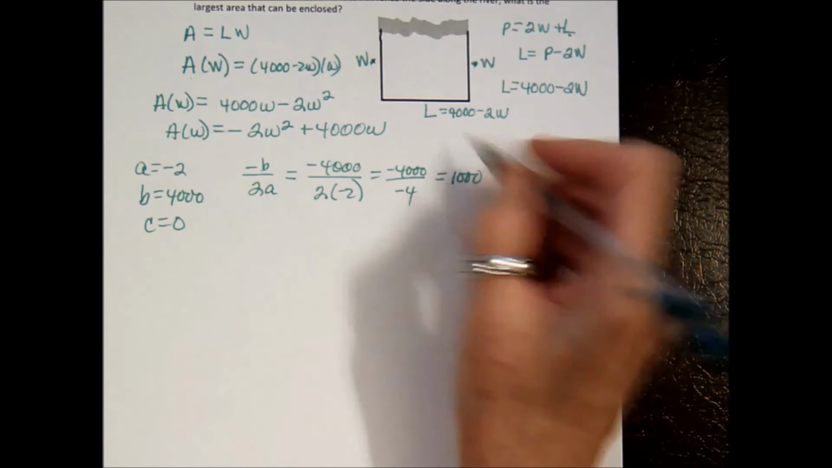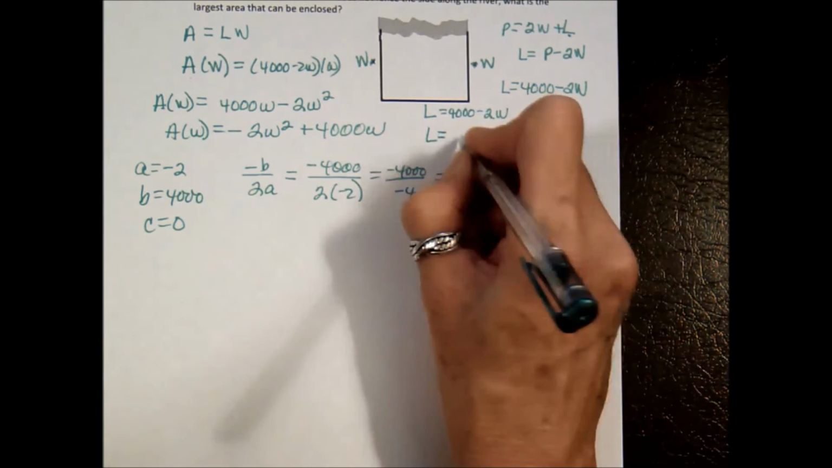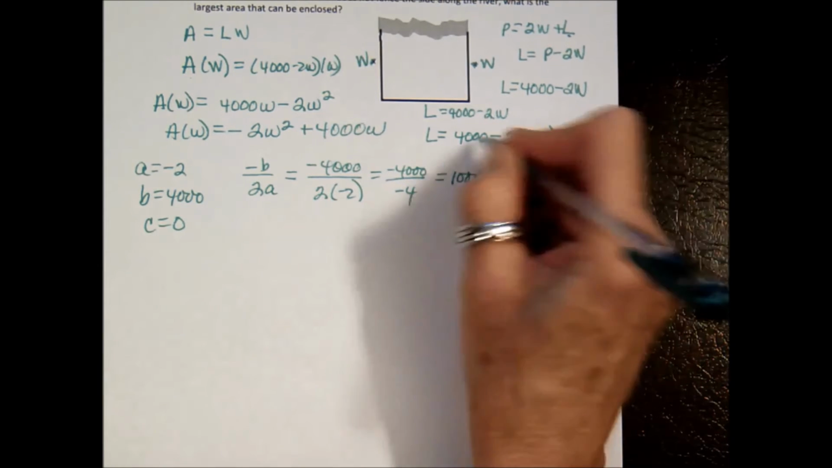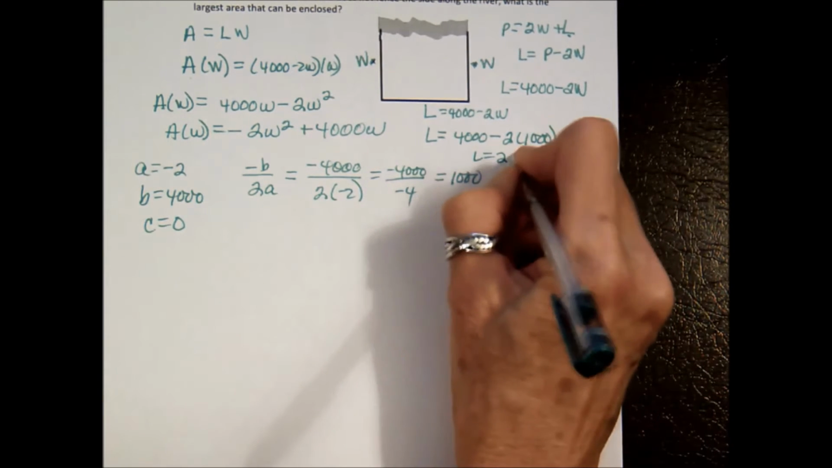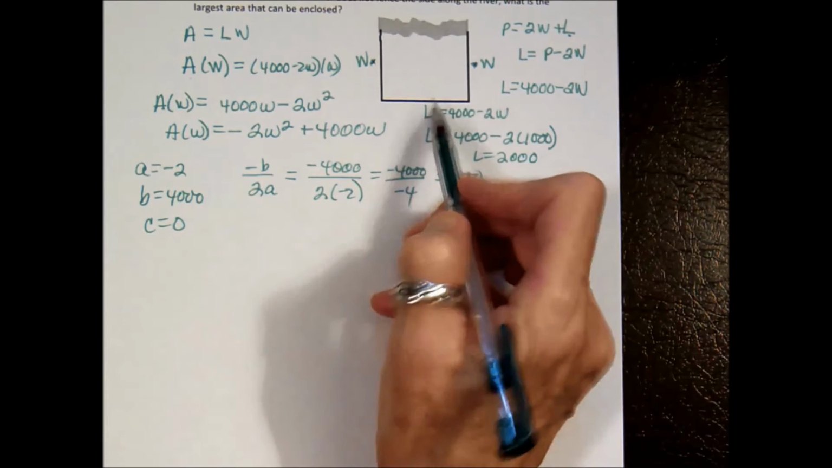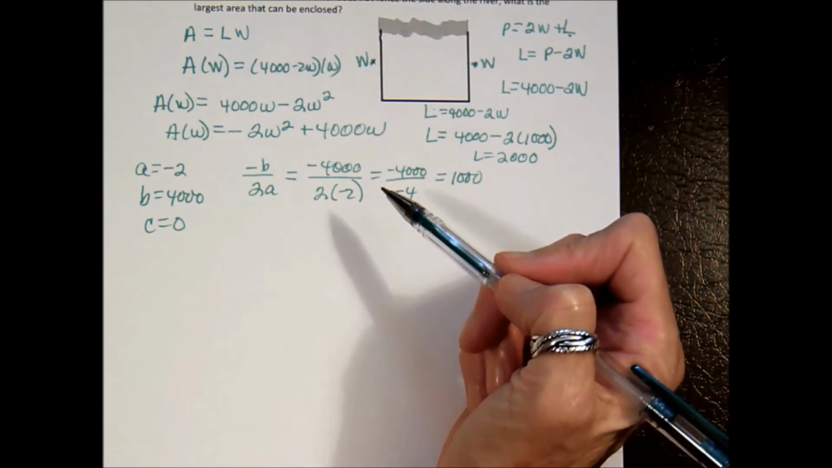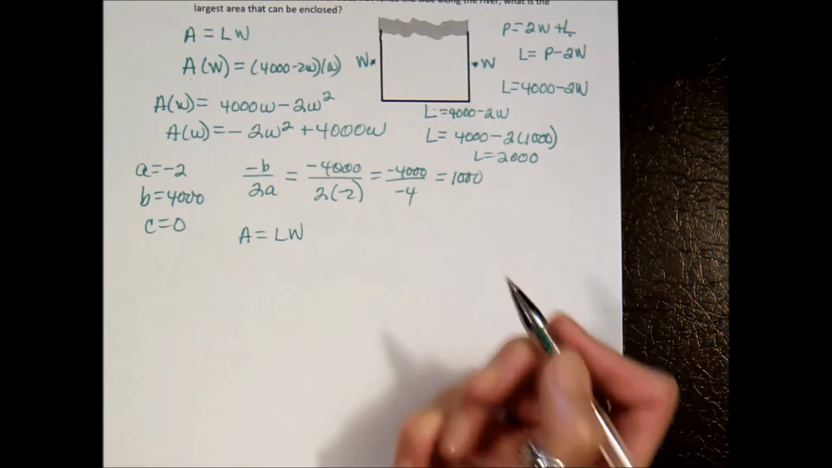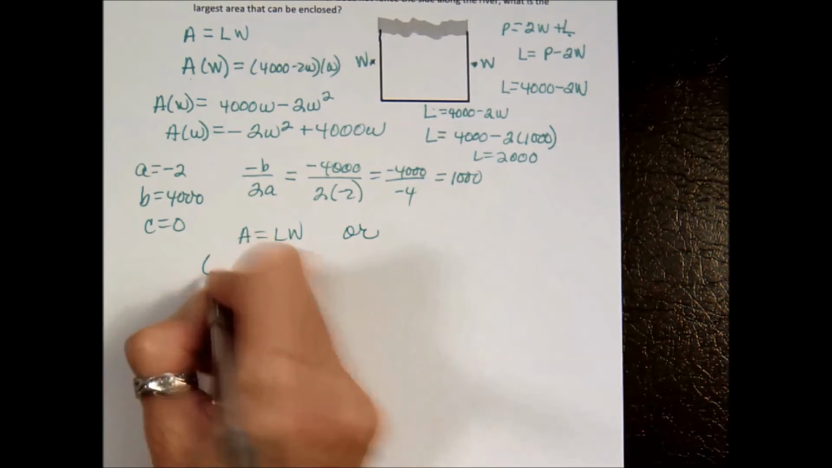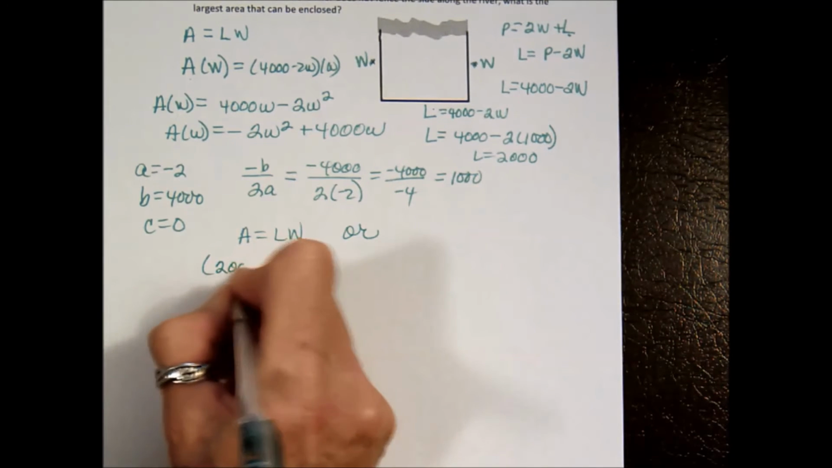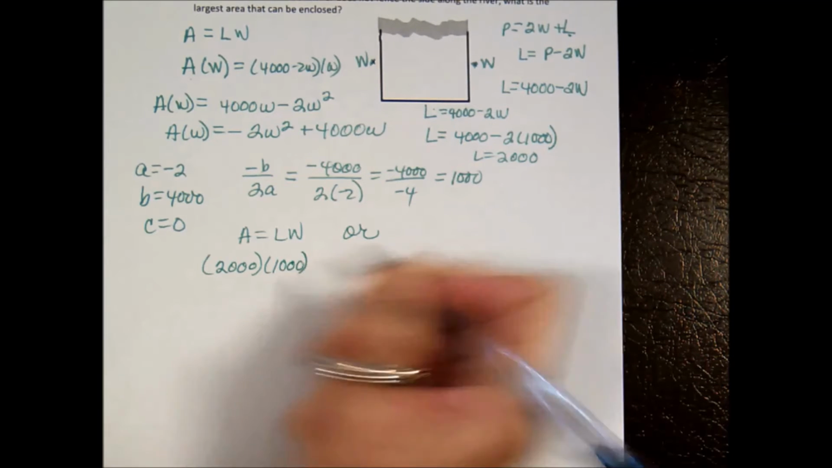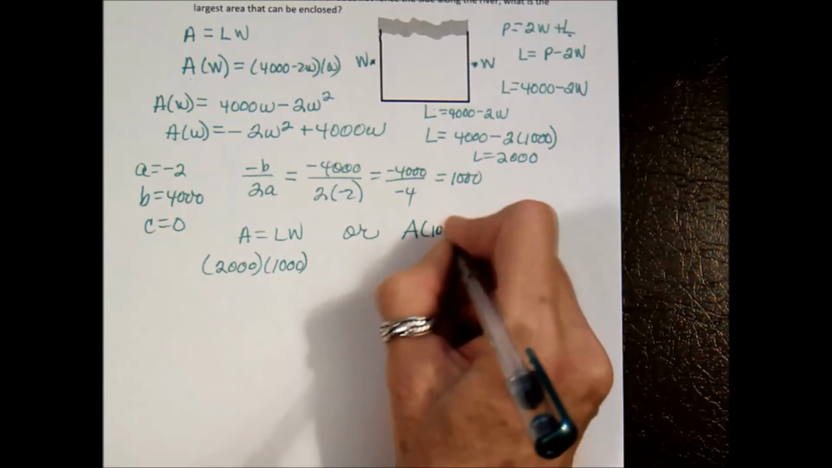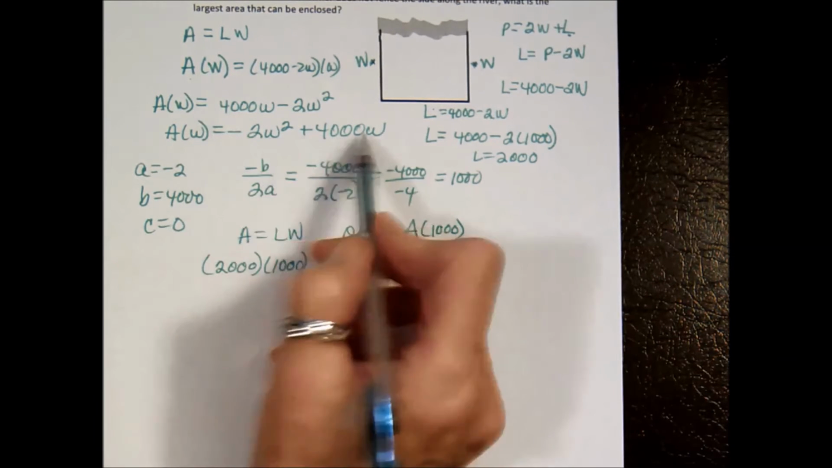So now we need to do 2 things. We need to find the length. That's going to be 4,000 minus 2 of the widths, or 4,000 minus 2,000. The length is going to be 2,000. So it'll be 2,000, 3,000, 4,000. It adds up to our 4,000. Now to find the area, you can either multiply length times width, which would be 2,000 times 1,000, or you can find A of 1,000 in our formula. It's going to come out exactly the same.